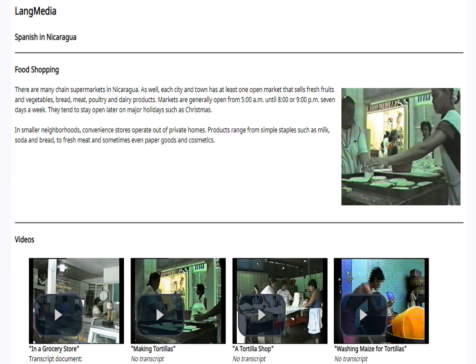Since I've never been to Nicaragua, I learned that smaller neighborhoods often have convenience stores that operate out of people's homes. And this is something that I observed when I was in Puerto Rico. I even saw small restaurants operating out of people's homes.